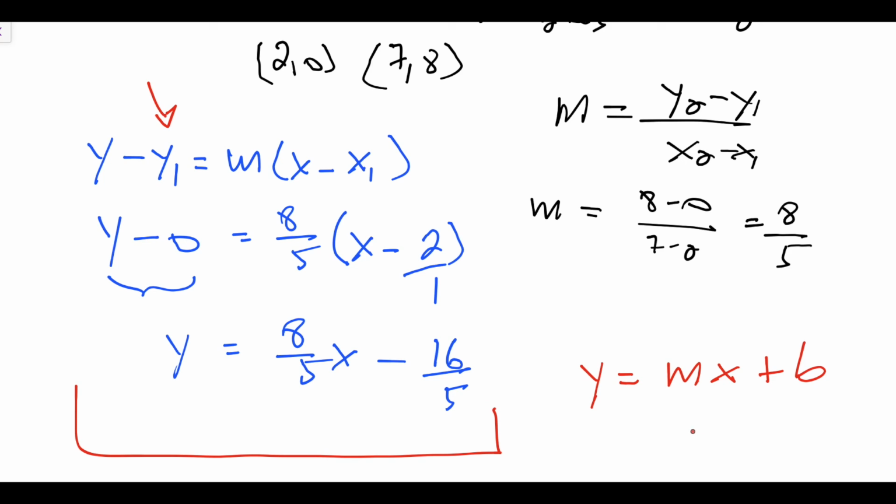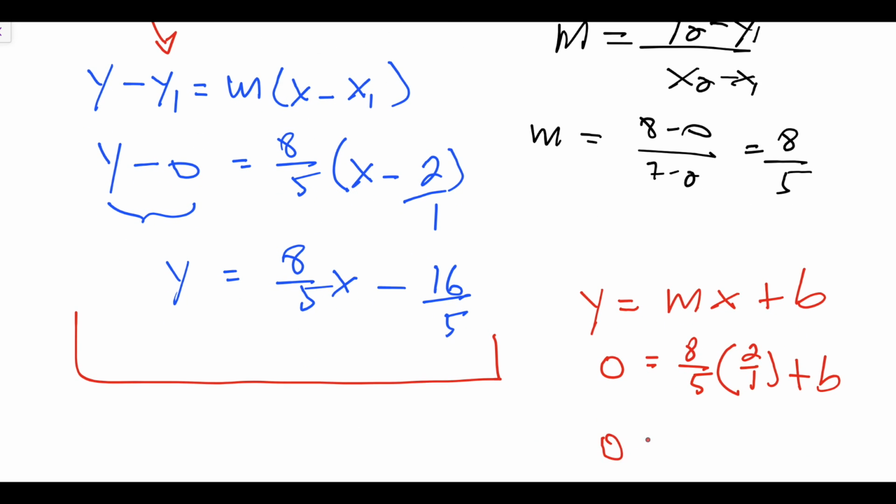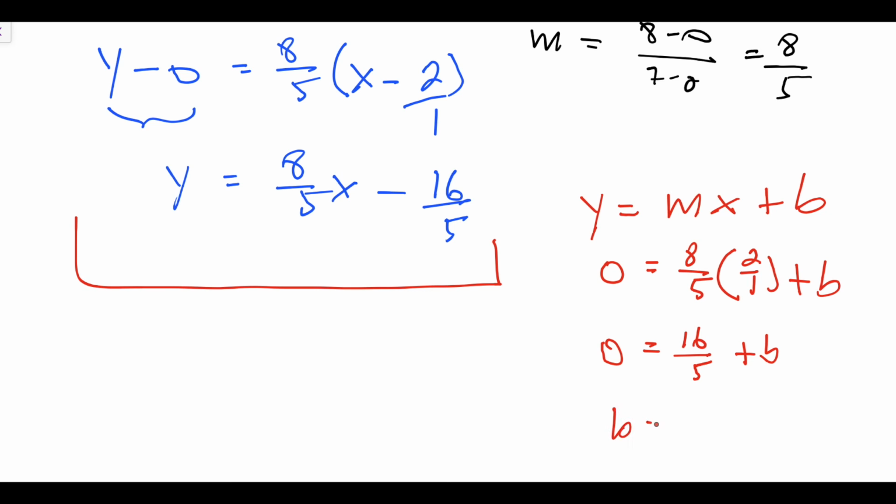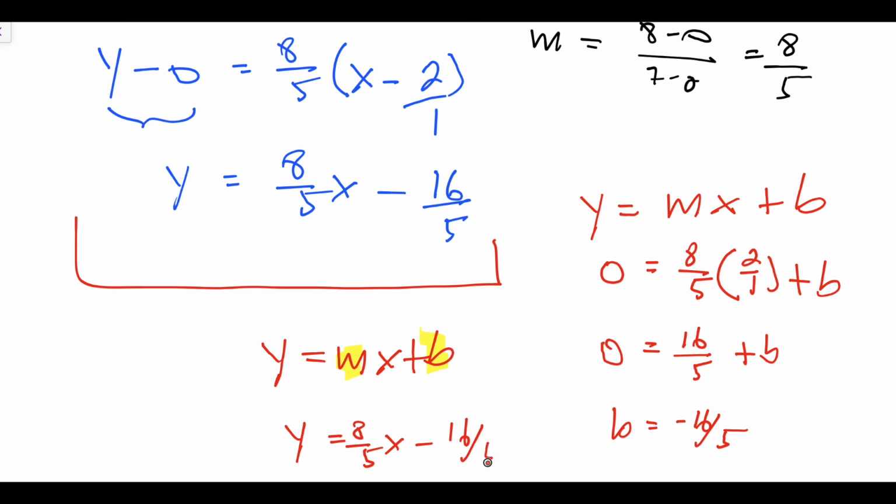But you can do this. So what's our slope? 8/5. And what's a y that exists on this line? 0. What's an x that exists on this line? 2. Then you're going to get 0 equals 16 over 5 plus b. And if you solve for b, what do you get? Negative 16/5. And now put it all together: y equals mx plus b, fill in your m and fill in your b. So y equals 8/5 x minus 16/5. So either way.